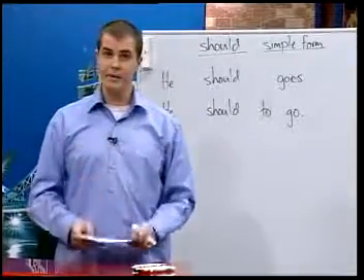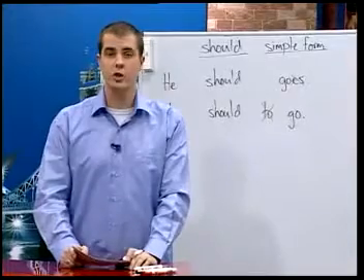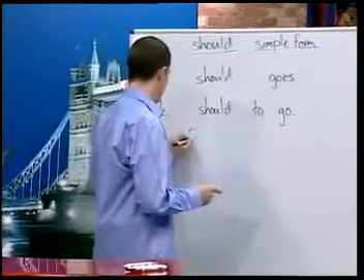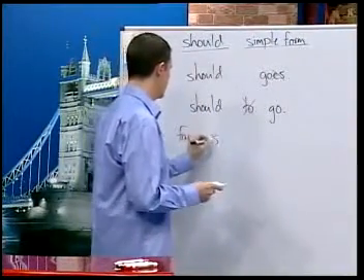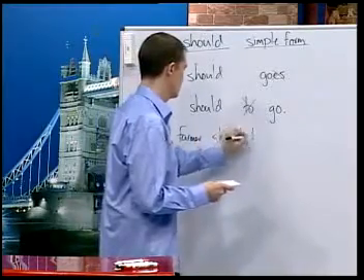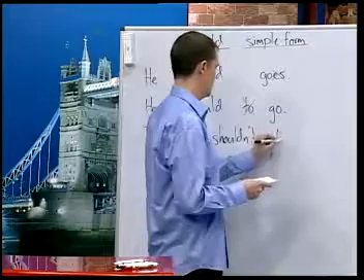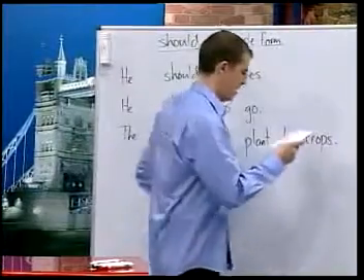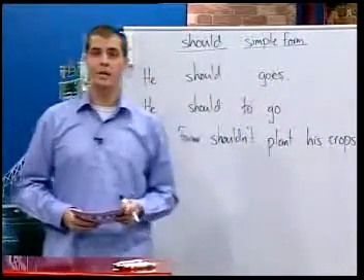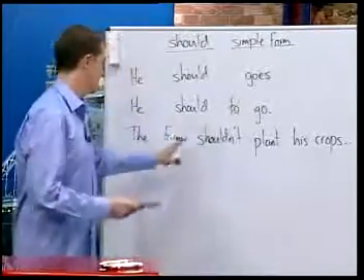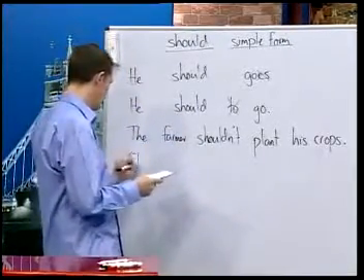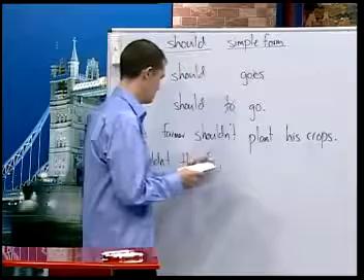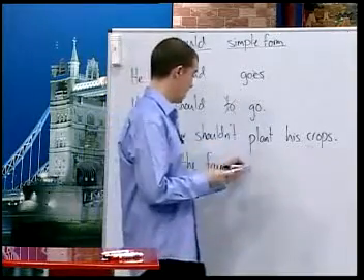We have a negative. The negative of should is should not or shouldn't. So the farmer, and then we'll put it here, shouldn't, the farmer shouldn't plant, simple form, his crops. And we can begin, the same as can, we can begin questions with the word should. Shouldn't the farmer get up?